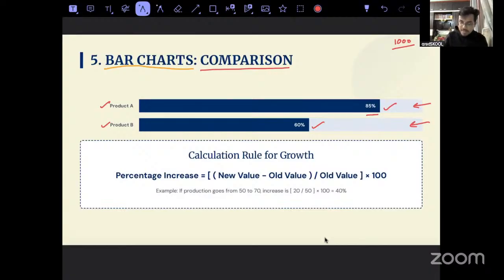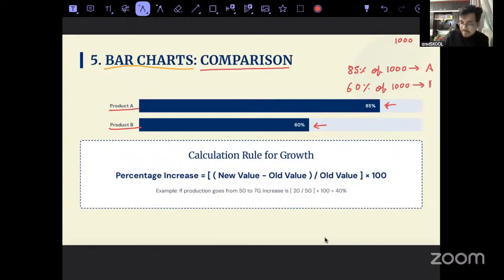Okay, wait, I'll reform everything and I'll start from scratch. So for product A and product B, we have, let's say, 1,000 products, and 85% of product A was sold, and 60% of product B was sold. So what we understood from this is 85% of 1,000 sale of product A is done, and 60% of 1,000 products sale of B is done.